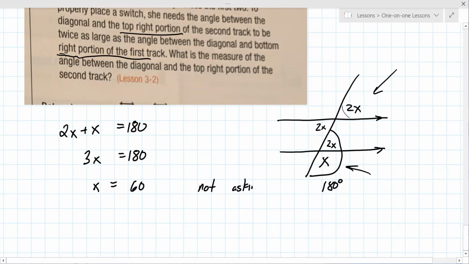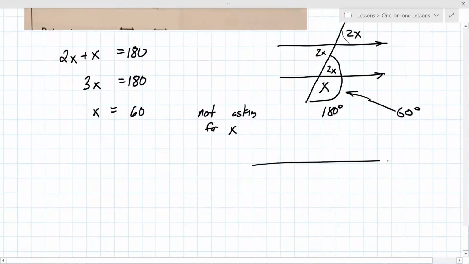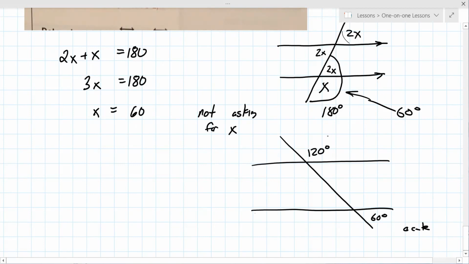It's asking for the angle measures. So we have to put these numbers back in. So this top right one is 2 times 60, which is 120 degrees. And then the one down here is just 60 degrees. So the picture I made is actually not quite correct. It actually goes the other direction. It doesn't change the answer at all, but this is 120 degrees, and that kind of looks correct. And then this down here is 60 degrees. This is acute. This is obtuse up here.